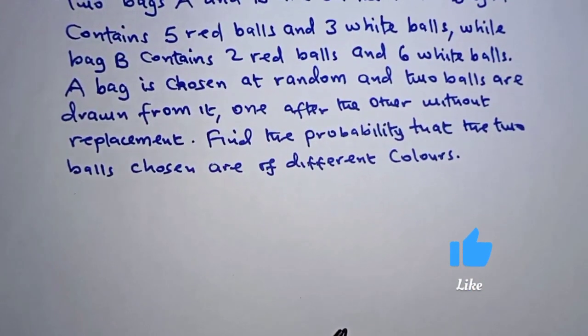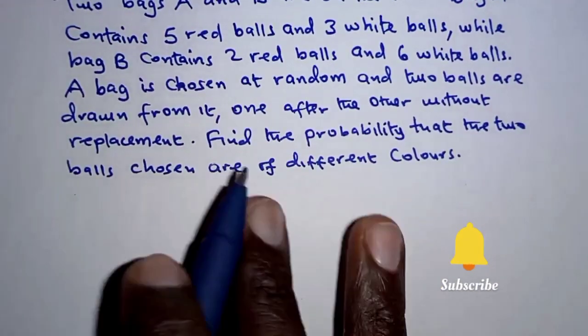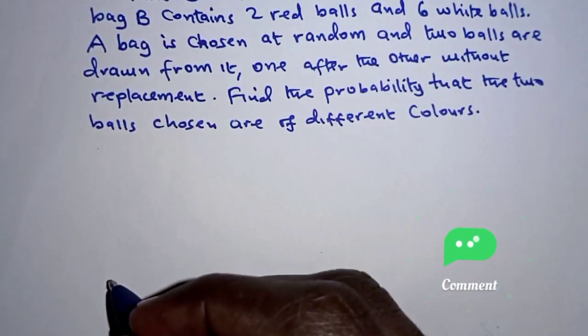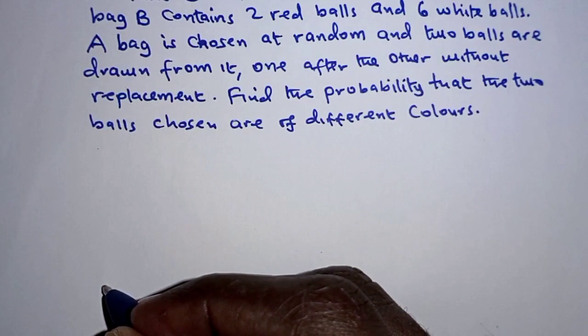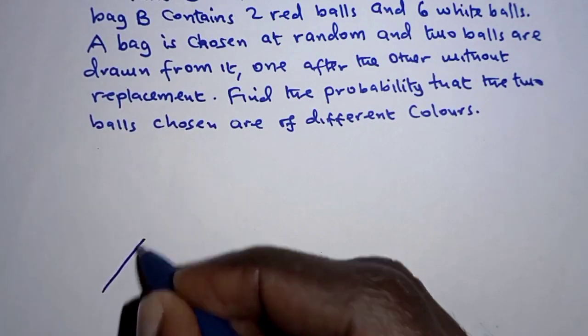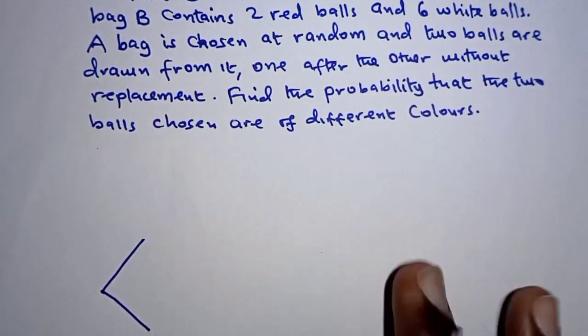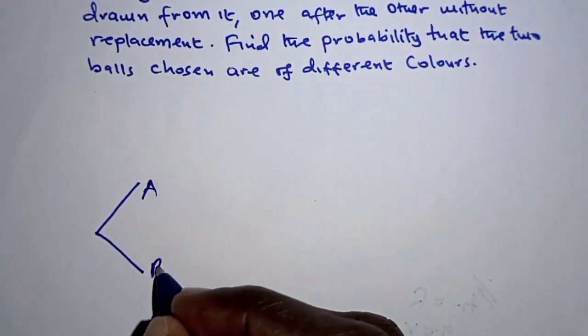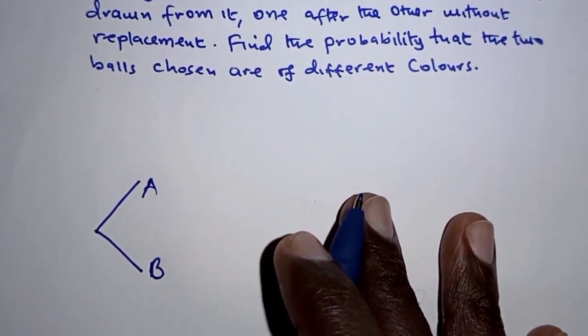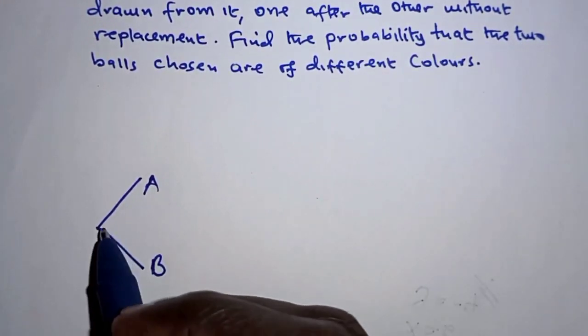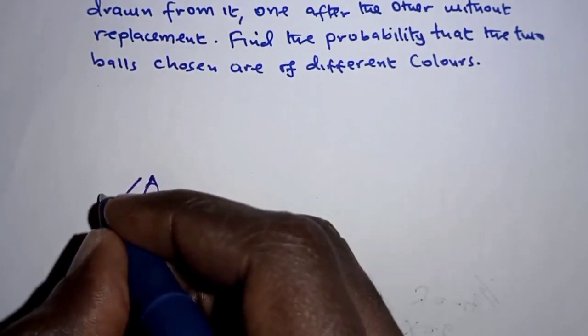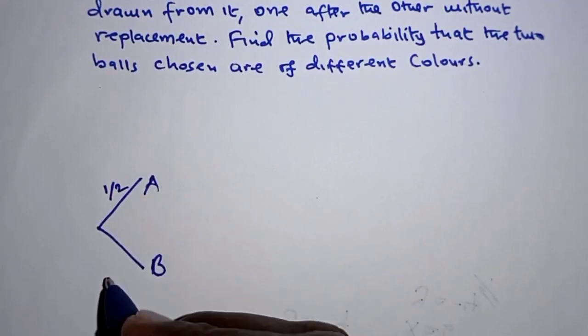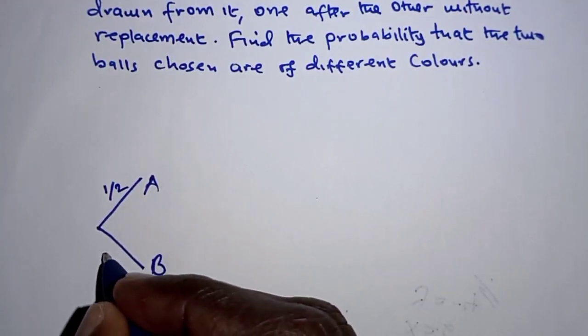So we are going to prepare a tree diagram for this. We are told that a bag is chosen. There are 2 bags, and therefore we have 2 options here. So it's either bag A or bag B. And because there are only 2 options, the probability of picking from bag A is a half, and also that of picking from bag B is a half.